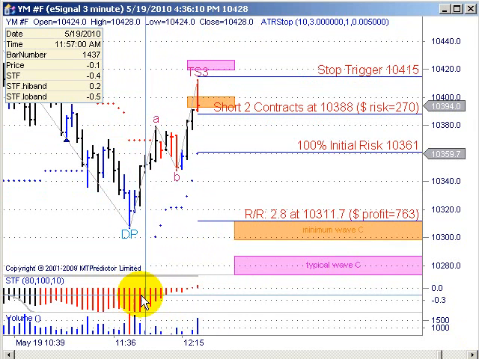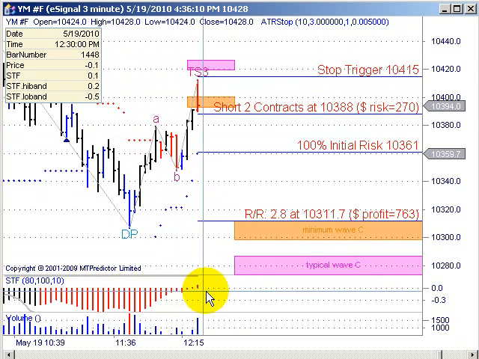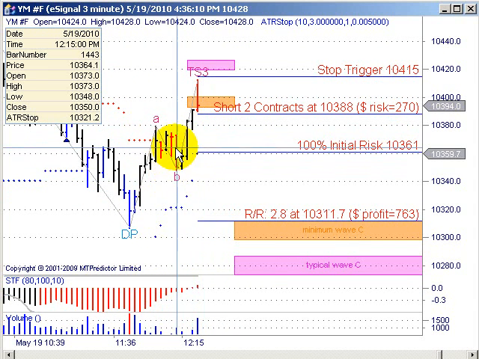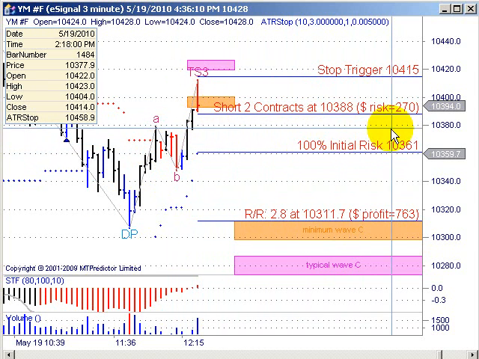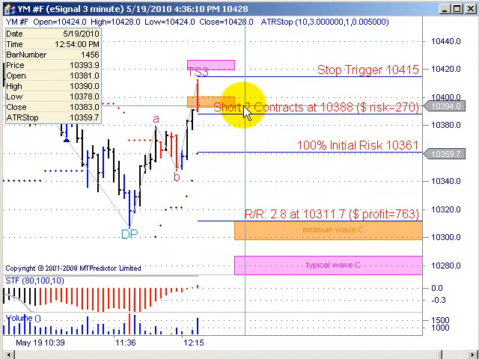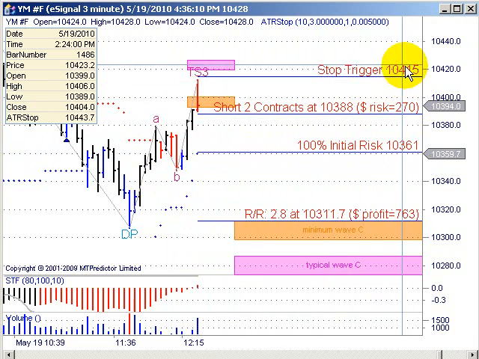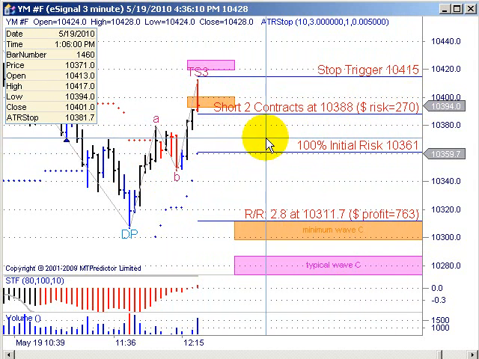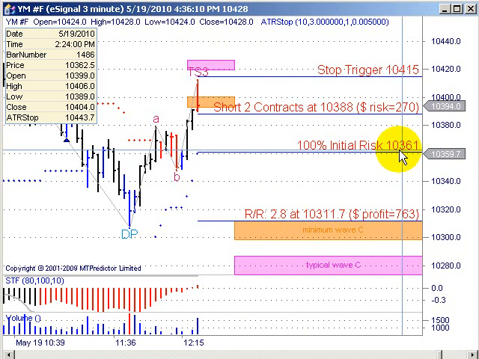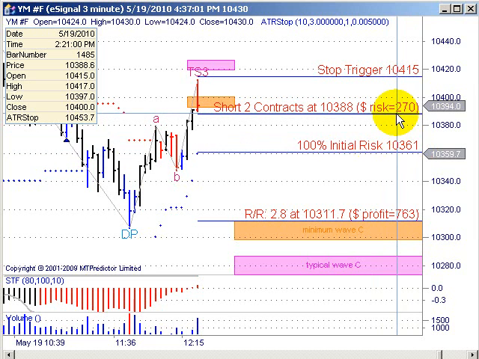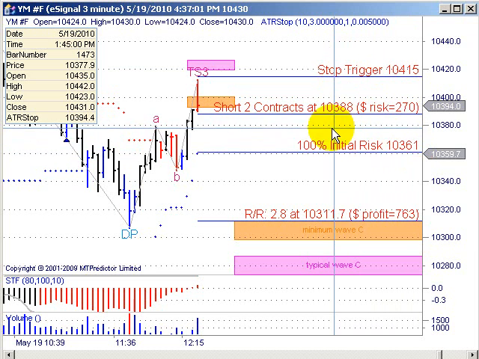With the trend, the STF here is red, meaning the trend is short or to the downside. So I'm clear to take this trade. Risk of $270. I can short 2 contracts based on this account size with a stop at 10,415. And the 100% initial risk is what we want to look at in this particular video. 10,361. That basically tells us when we're up 270 bucks. It's equidistant from our entry to stop, and then entry to this 100% initial risk line here.